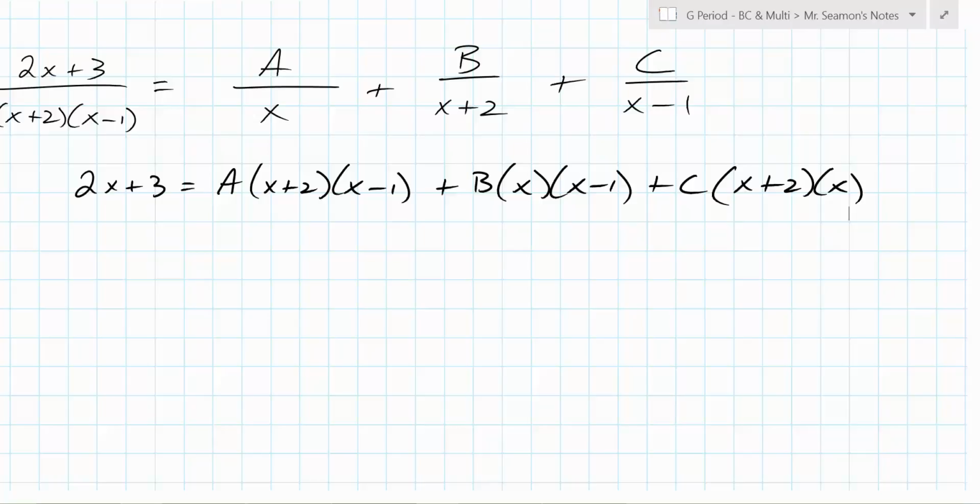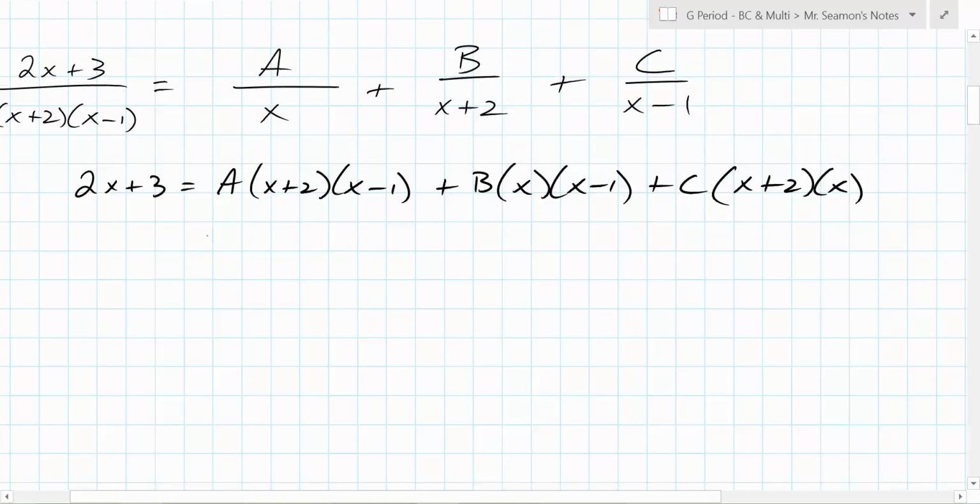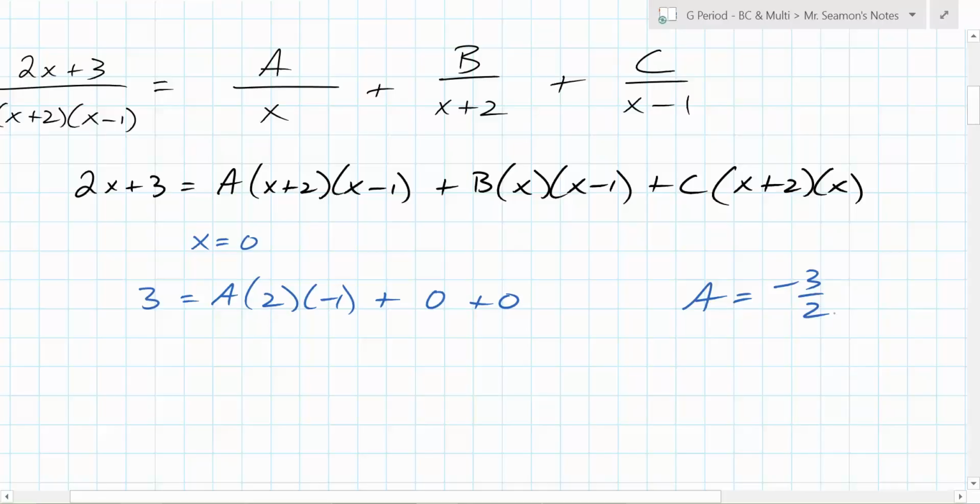So guess what you can do? You can just pick some nice values of x that collapse things away. I've personally called them magic numbers because they magically make it much easier to do. So for example, a magic number could be x equals, how about 0? Why is x equaling 0 a magic number? Because if I plug in x equals 0, what happens? What does the left side become? 3. A turns into 2 times negative 1, plus 0 plus 0. So therefore, what does A equal? Negative 3 over 2. You see that?